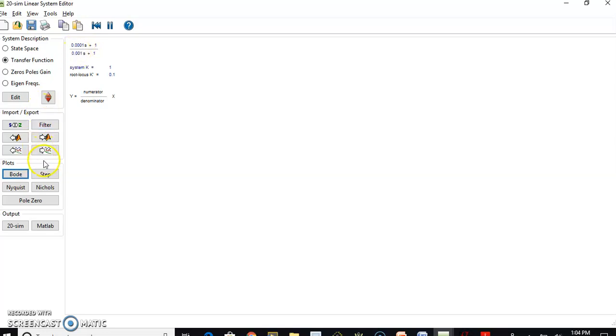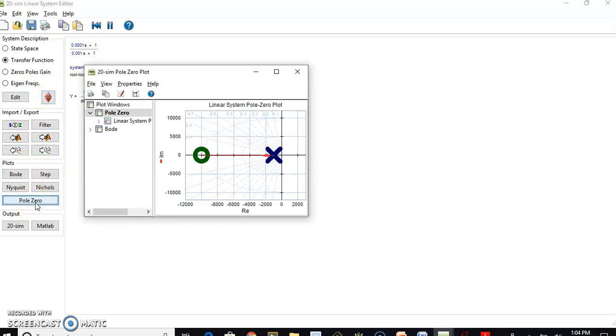So let us see the pole-zero plot. First the pole should come, and then the zero. So this is the pole-zero plot we are looking at. You can see there is a pole at minus 1000, which is the distance from the imaginary axis, whereas the zero is located at minus 10,000. This is the pole-zero plot of a lag network.